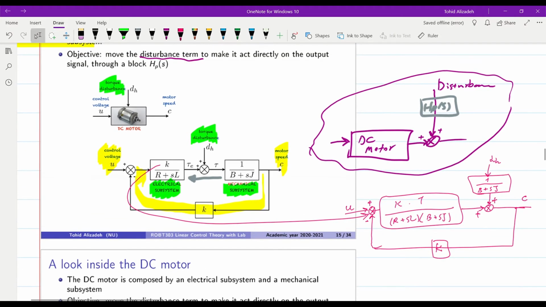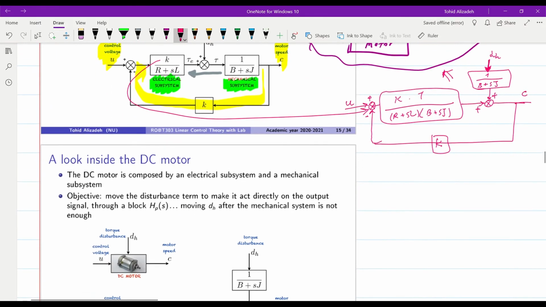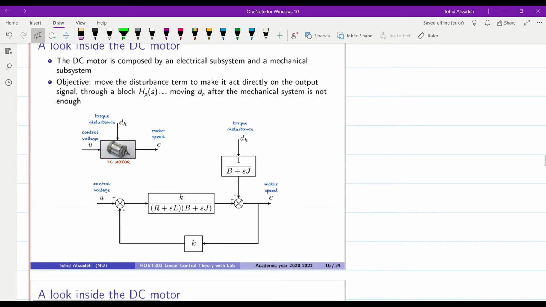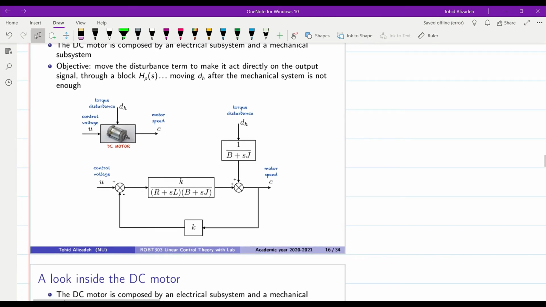But again, if you compare it with what we are looking for, you can see that it is not actually in the same format. We don't have the disturbance being added directly to the output of the whole system. So moving the mechanical subsystem before the summing point is not enough, let's say. However, we can work with this system now in order to transform it into what we want to have in terms of the effect of the disturbance by considering each of the inputs separately.